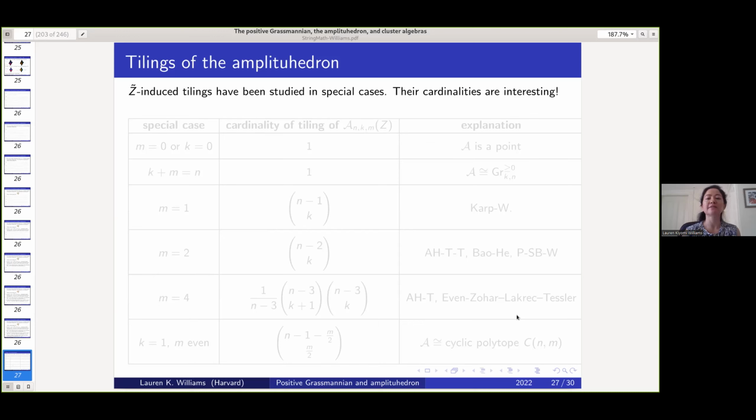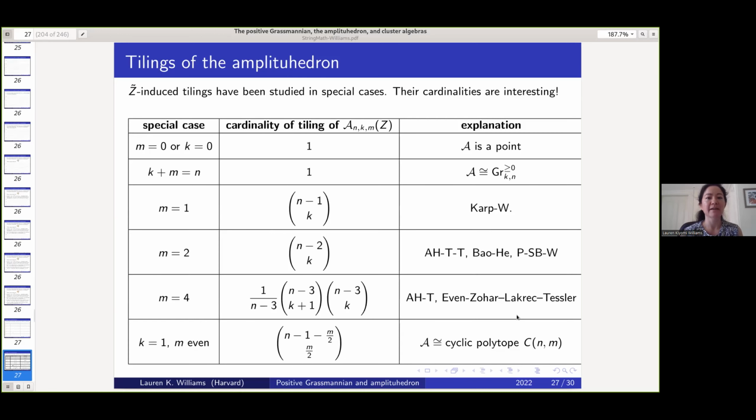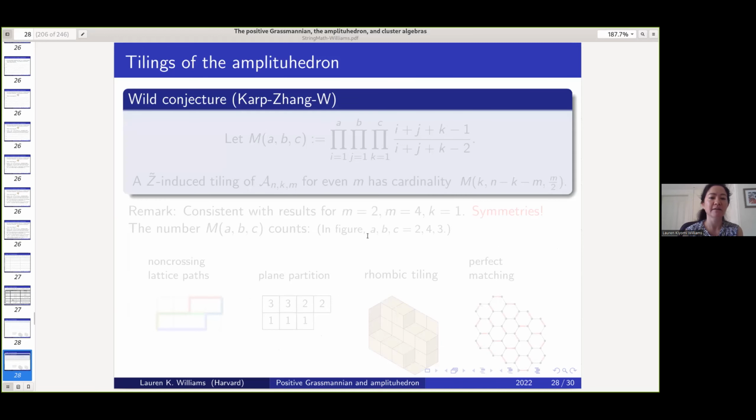So now let me step back a little bit, talking about all m. People have looked in special cases at tilings of the amplituhedron, and if you look at a tiling and just look at how many tiles are in a tiling, that number is interesting. So when m is 1 or 2, you get a binomial coefficient. When m is 4, you get a Narayana number. When k is 1, you again get a binomial coefficient. And you can ask, what is the number for general k, n, and m that generalizes all the numbers in this table?